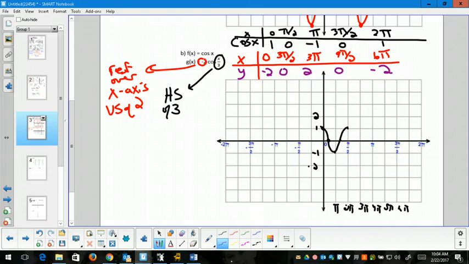9 halves is like 4.5. 3 halves is 1.5. So when I do this, I have 0, -2, and then I have to go to 1.5 pi to get the 3 halves, and that's 0. 3 pi is going to be +2. 9 pi over 2, which is 4.5 pi, is 0 again. And then 6 pi is -2. There's 1, 2, 3, 4, 5, 6.